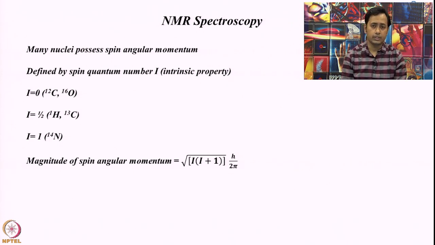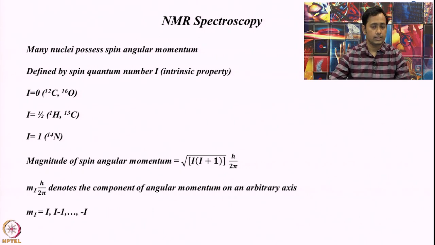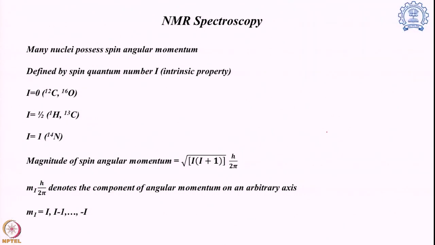The magnitude of the spin angular momentum is given by the term root over I into I plus 1, into h by 2 pi. Whereas the value mI can be in different forms, from plus I to minus I. And mI into h by 2 pi defines the component of the angular momentum on an arbitrary axis. So let us define what I mean. For any particular direction, we have a spin angular momentum which has this value, root I into I plus 1, into h by 2 pi.